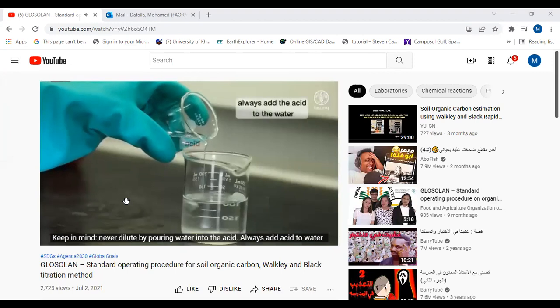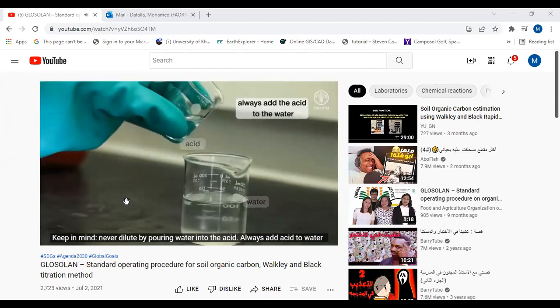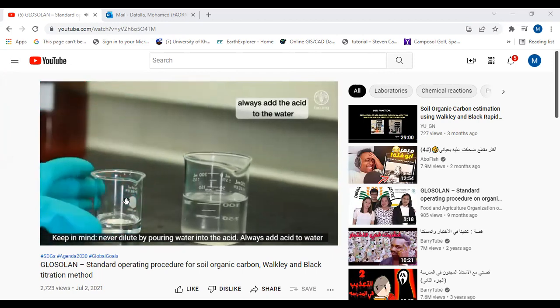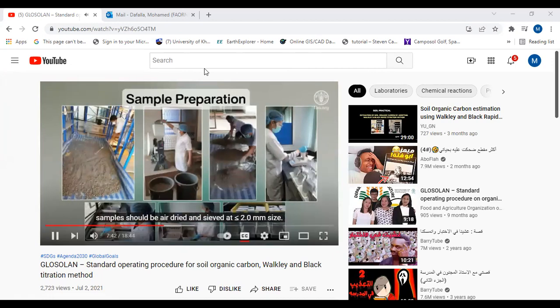Keep in mind, never dilute by pouring water into the acid. Always add the acid to the water. Samples should be air dried and sealed.